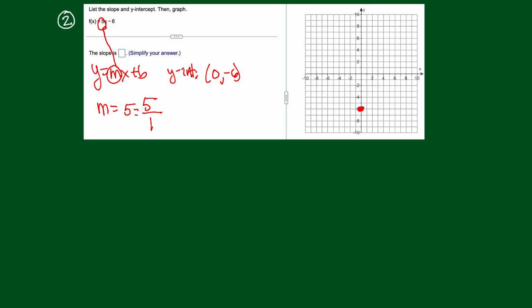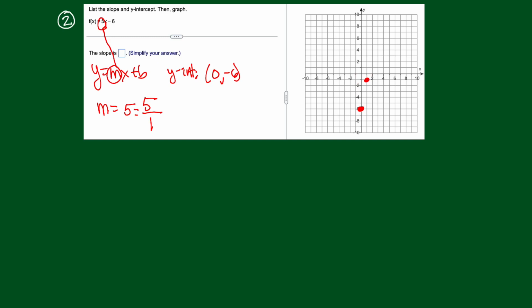Now from this point, I'll use the slope here. Bottom's the horizontal change, top's the vertical change. These are positive, so to the right and up. So I'll start at this point. I'll go to the right 1, up 5. That'll put me right here. This is a very steep line.